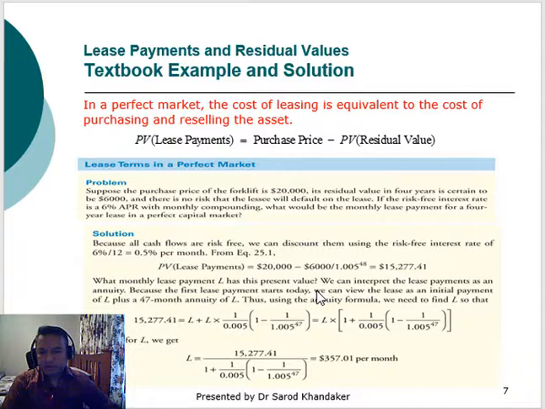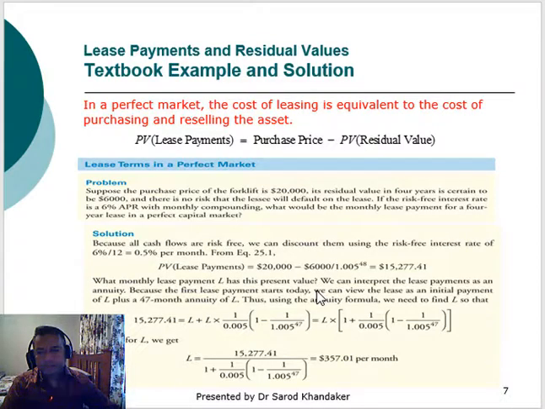Suppose the purchase price of the forklift is $20,000. Its residual value in 4 years is certain to be $6,000, and there is no risk that the lessee will default on the lease. If the risk-free interest rate is 6% APR with monthly compounding, what would be the monthly lease payments for a 4 years lease in a perfect capital market? So we know the purchase price of the forklift is $20,000, and there is no risk of default for the lease.